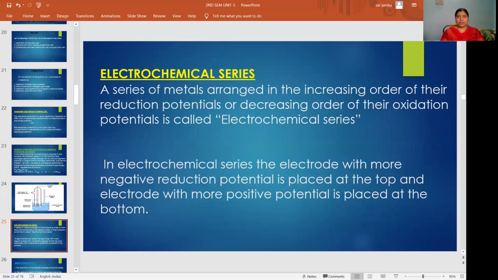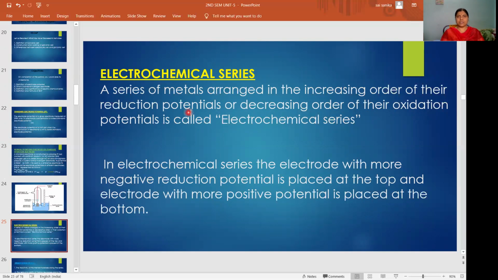electrochemical series. So what is the electrochemical series? A series of metals arranged in the increasing order of their reduction potentials or decreasing order of their oxidation potentials is called the electrochemical series. ECS for short. This is very, very important. Series of metals means whatever metals are present in the periodic table, they are arranged in the increasing order of their reduction potentials or decreasing order of their oxidation potentials.